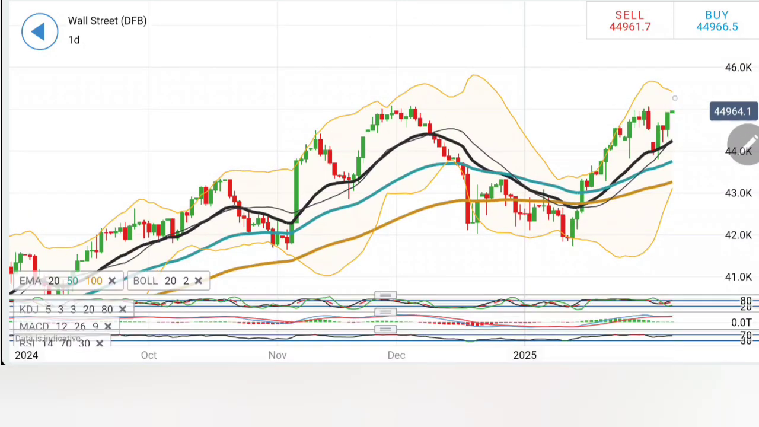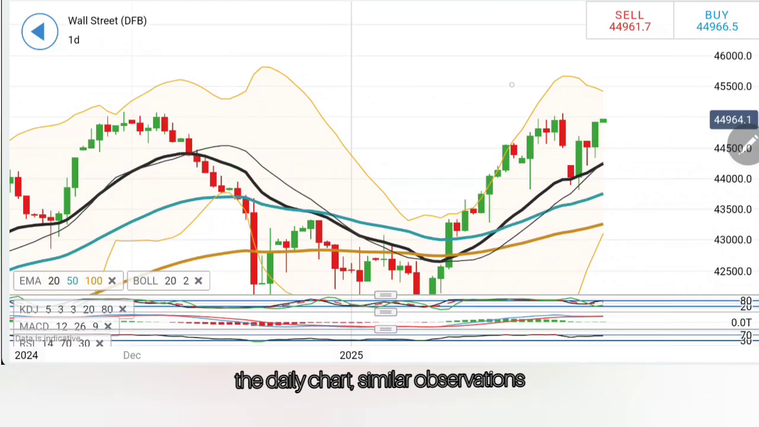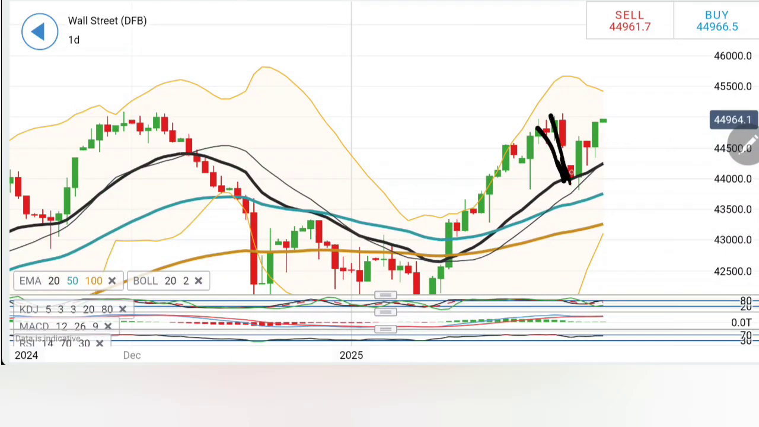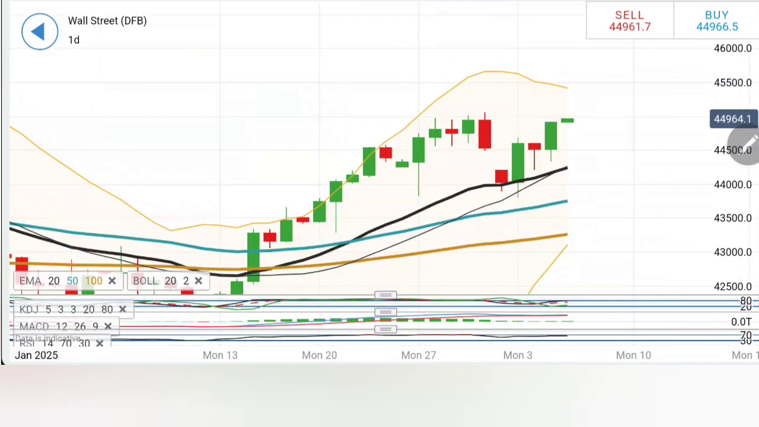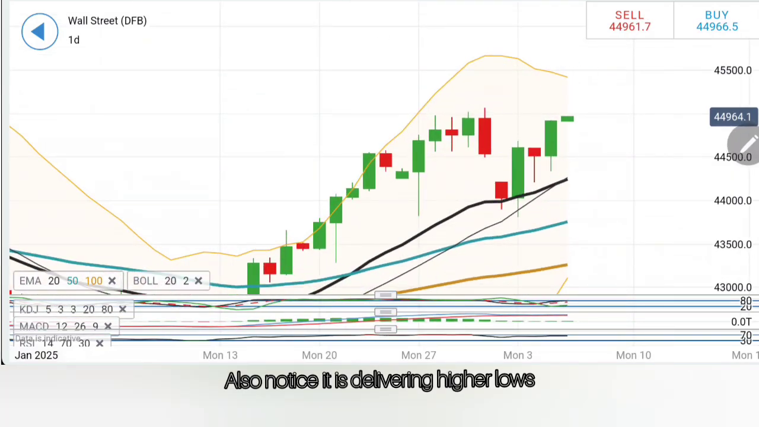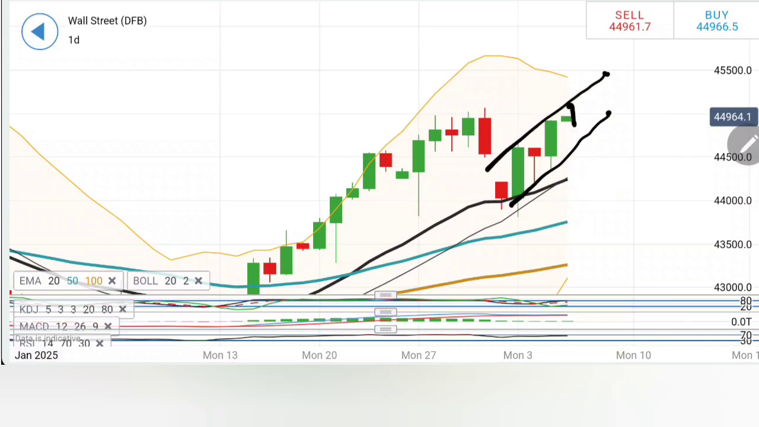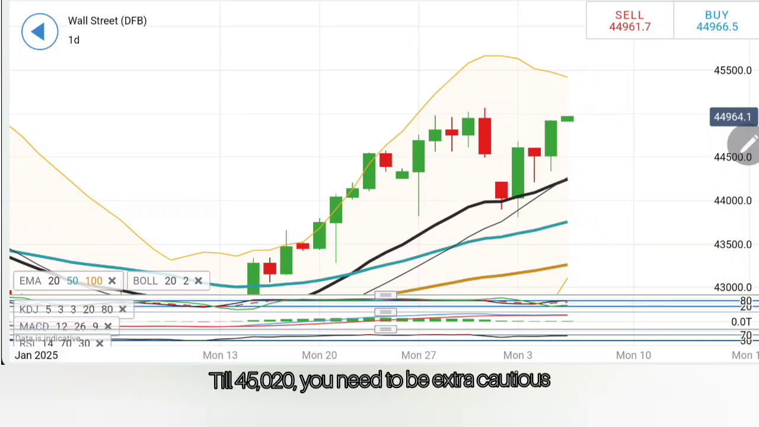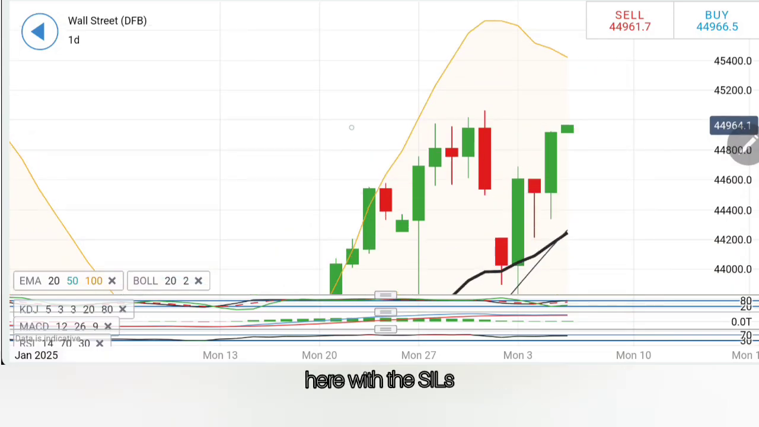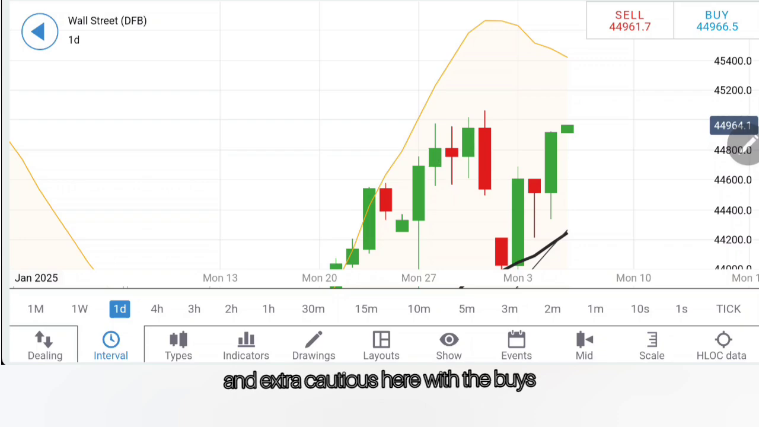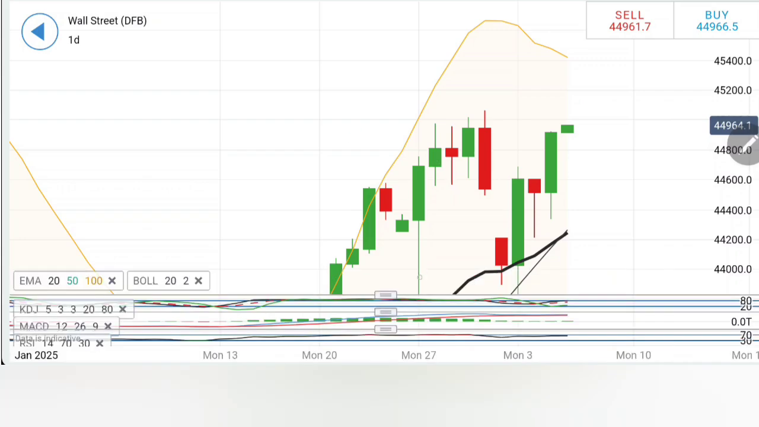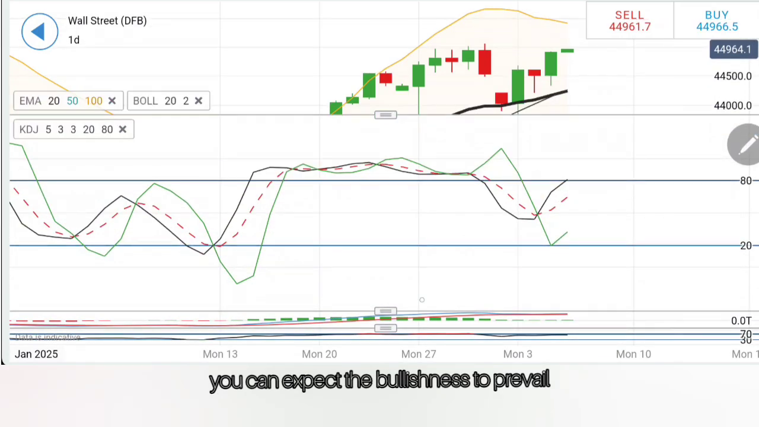Coming to the daily chart, similar observations. See, prices are divergent from the 20 period. It has taken a massive hit, has come towards the 20 period and is now trying to bounce back. Also notice it is delivering higher lows and higher highs. Thus, till 45,020, you need to be extra cautious with the sells and extra cautious with the buys. And once it breaks beyond 45,020, you can expect the bullishness to prevail.